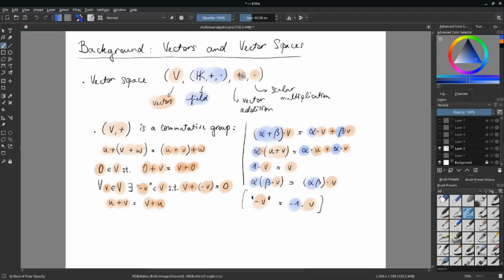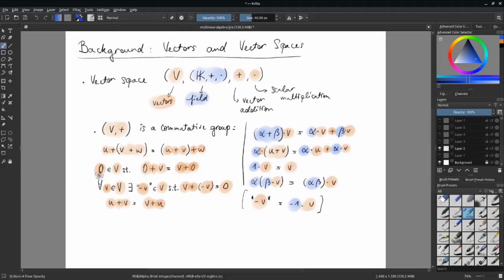And then we have an operation that we can add vectors together and we can multiply vectors with a scalar. And these two satisfy, if we just take the vectors with this plus operation, this has to be a commutative group. So I can add vectors and it's associative. I have a zero vector that acts like a neutral element of my group. And I can find the opposite vector for any vector I take. And I can swap the order of my vectors in the addition.